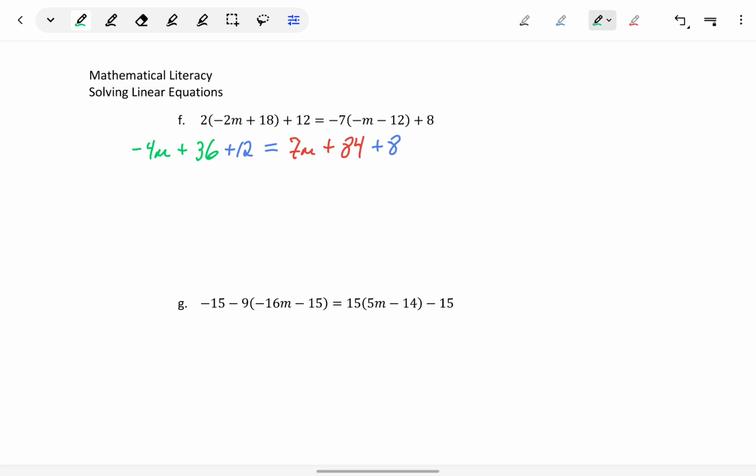Now we'll look at each side of the equation independently and combine any like terms. On the left-hand side, we'll have negative 4m, and then 36 plus 12 will give us plus 48, is equal to 7m, and then we'll add 84 and 8 to get plus 92.